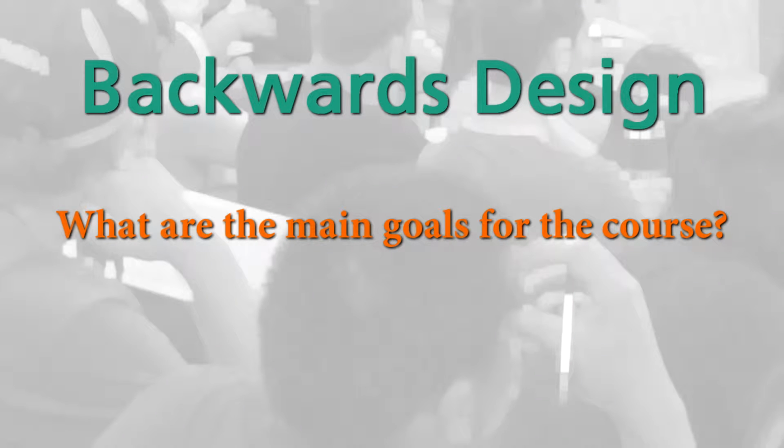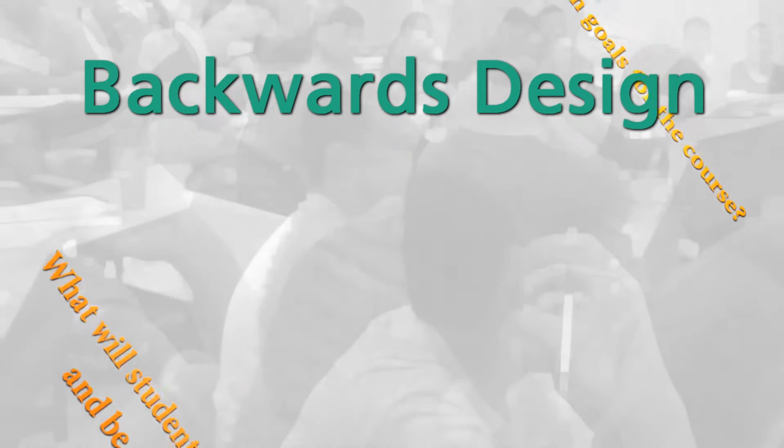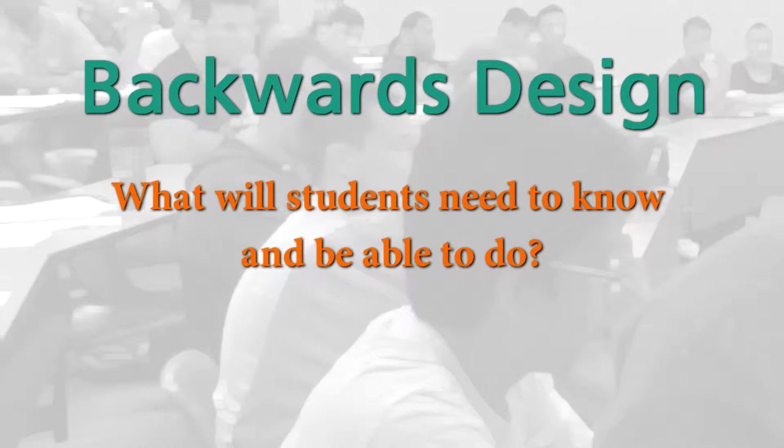One of the methods that we use is backwards design. And so faculty will come in and we'll discuss their overarching learning goals and outcomes for the class. And then we spend time looking at what students need to know and be able to do when they leave the course.